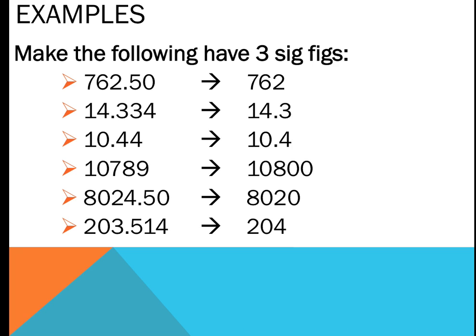The value 203.514, we are looking at the 203, and behind the 3 is a 5, so that causes us to round up and give us 204.